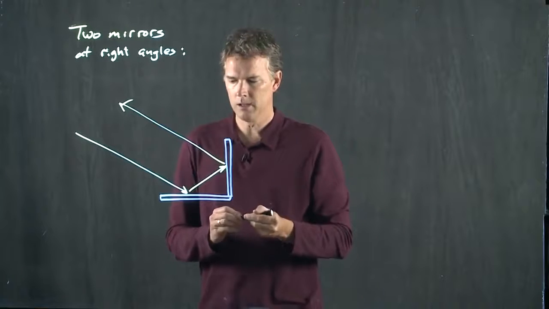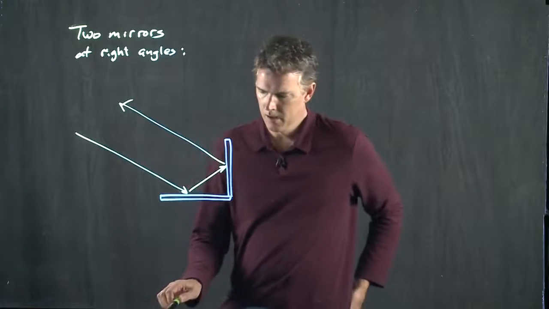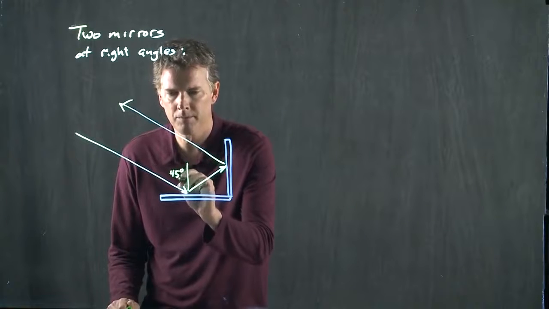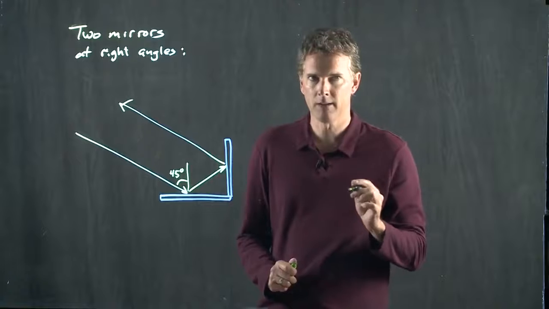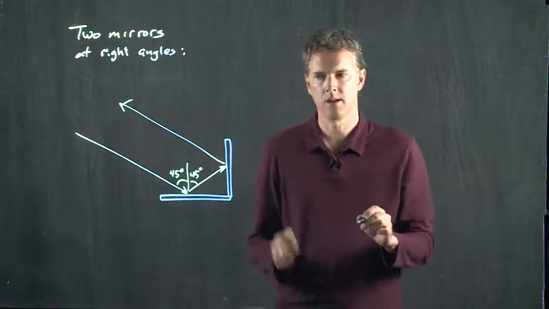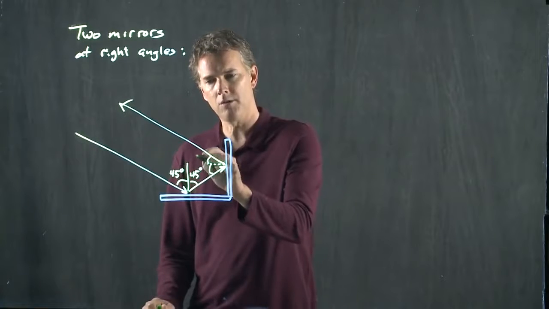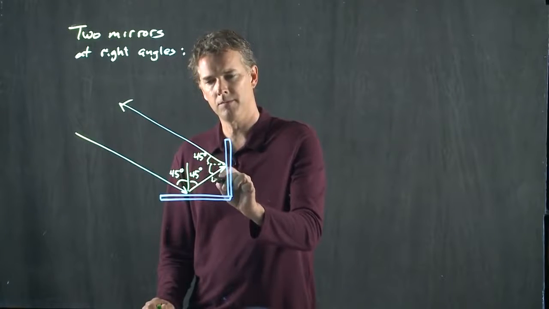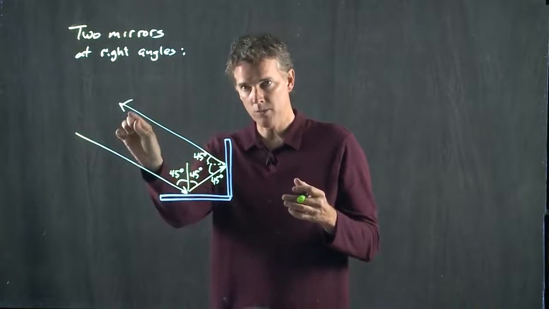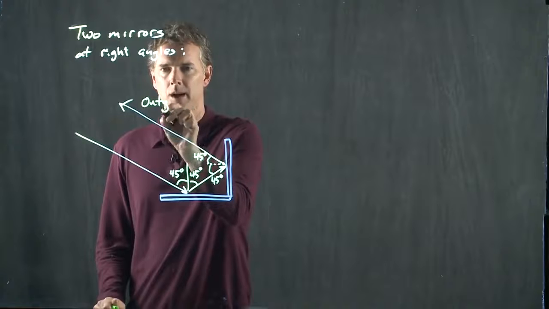And to make this really convenient, let's do the following. Let's say that this angle is 45 degrees. And if that angle is 45 degrees, then this angle is 45 degrees. And if those two angles are 45 degrees, then those two angles are also 45 degrees. Everything adds up. The outgoing ray is in fact parallel to the incoming ray.